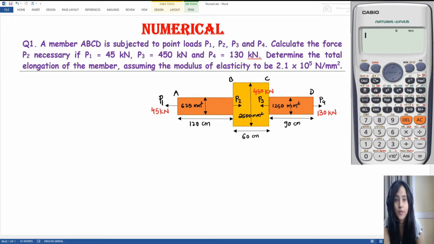Welcome back to this session. So today we'll be solving some more numericals. Let us start with the first one. Let me read its statement.